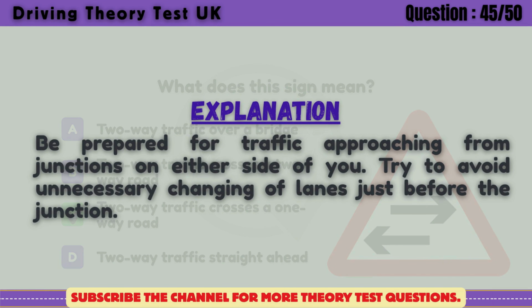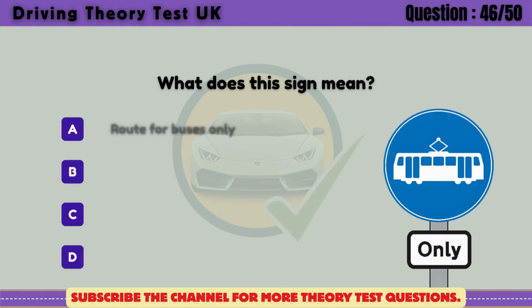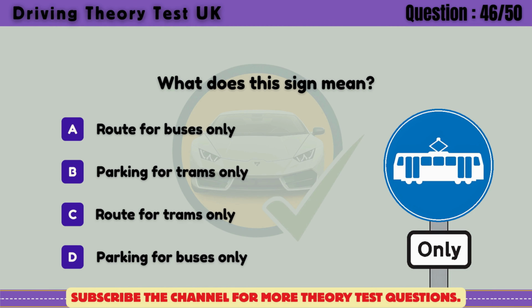Be prepared for traffic approaching from junctions on either side of you. Try to avoid unnecessary changing of lanes just before the junction. Question 46. What does this sign mean? Option A. Route for buses only. B. Parking for trams only. C. Route for trams only. D. Parking for buses only.